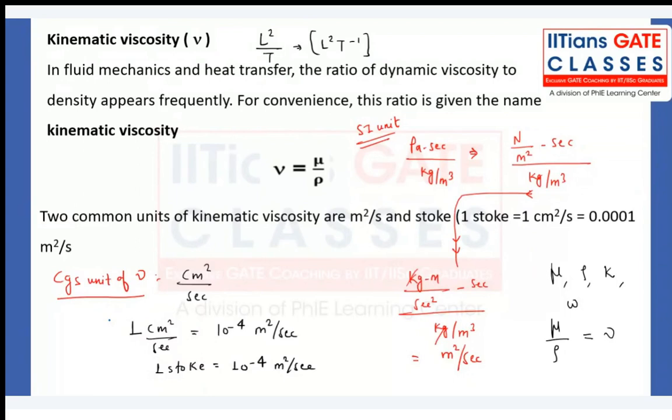So why is the name kinematic coming over here? Because no particular force has been involved, right? If you see the unit also, meter square per second, there is no such term called Newton there. But when you see dynamic viscosity, that is Pascal second, so the term Newton is involved there. That's why the name is given dynamic viscosity, right? Now make a note of it.